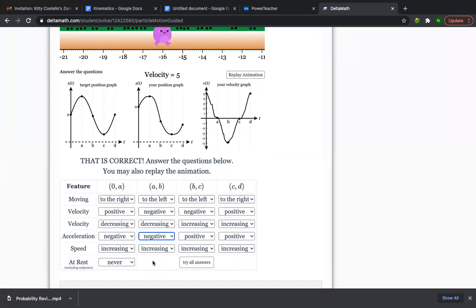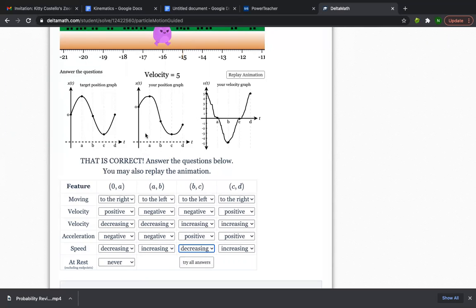Lastly, we're talking about speed. And if you remember from the notes, if speed is increasing, it's speeding up. That's only when acceleration and velocity have the same sign. So positive and negative, that means it's slowing down. Negative and negative means it's speeding up. Negative and positive means it's slowing down. Positive and positive means it's speeding up.